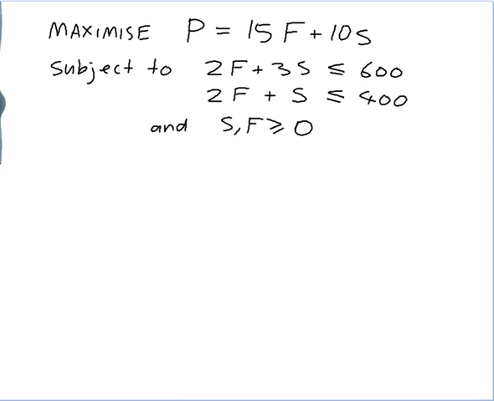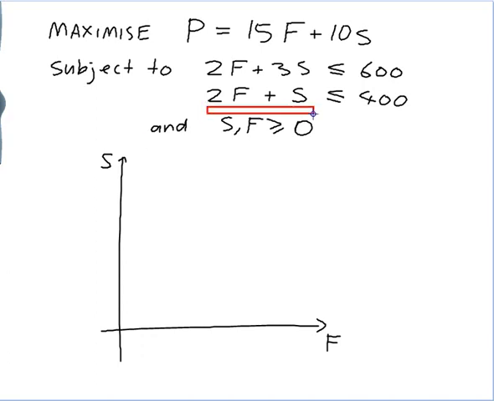And now this is a purely mathematical problem, and I can solve it by drawing a diagram because I've only got two variables. So let me draw a diagram. So here's some axes, F and S, and I want S and F to be greater than or equal to 0. So I'll cross out the bits where they're negative. Don't want these bits here.